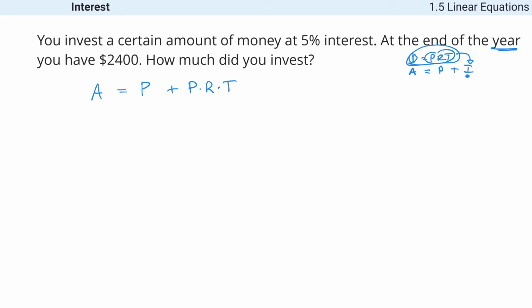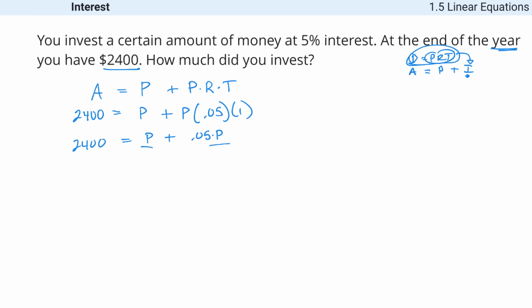Now let's plug some stuff in that we know. So $2,400 is how much money I made at the end. Principal, I don't know what that is. Plus, I don't know that either. But the interest rate I know is 5%, and the time is just 1 year. So in rewriting the equation, this one here I could write as just 0.05 times p if I put variables at the end.